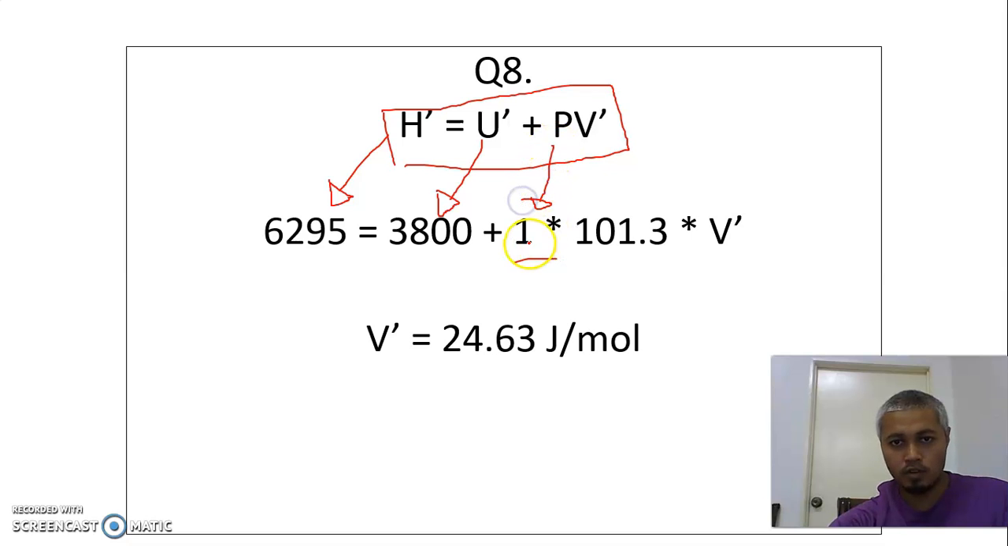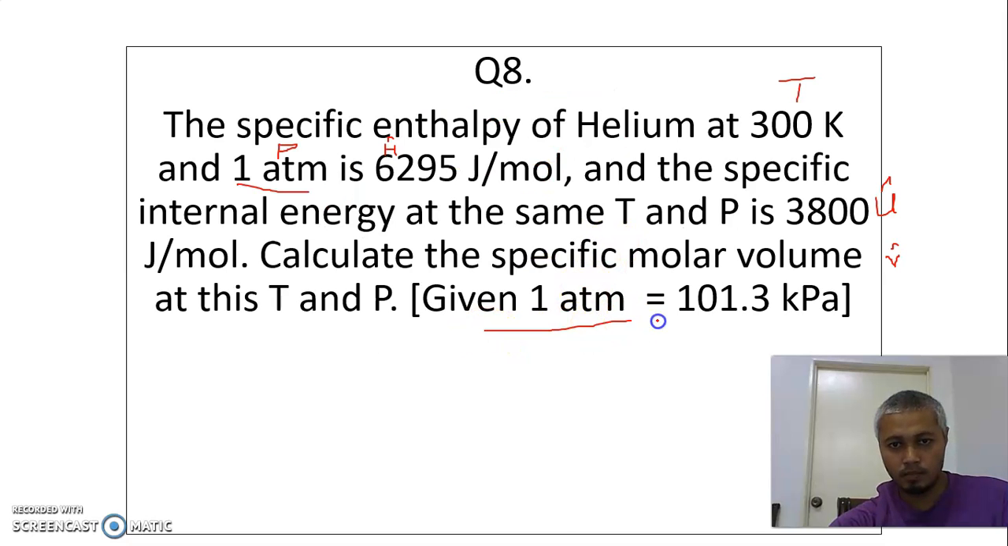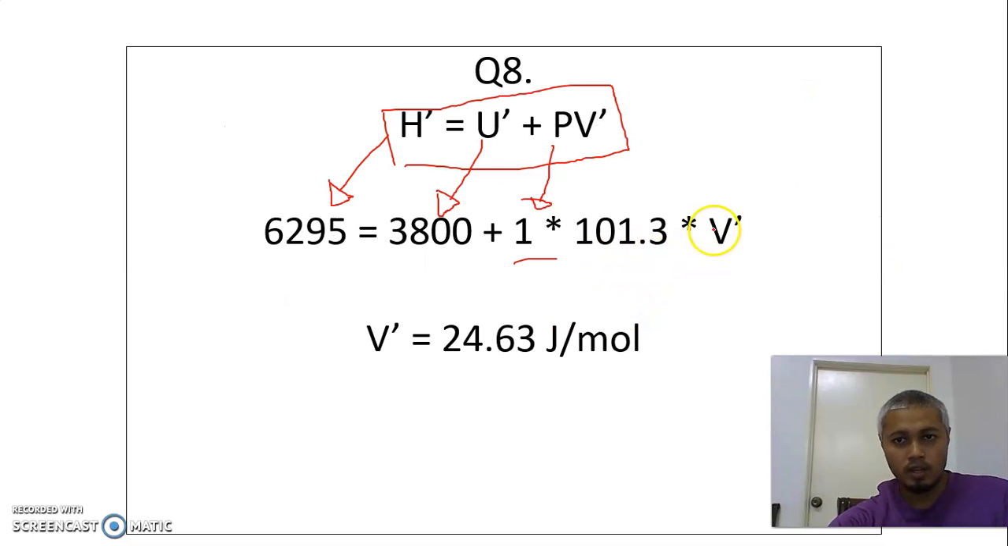That's why we need to convert from atm to kilopascal. This is the relationship: 1 atm equals 101.3 kilopascal. Okay, and then this will be our specific volume. This is what we are looking for. So just rearrange the formula, substitute the given values into the formula, and then you will get the value of specific volume.